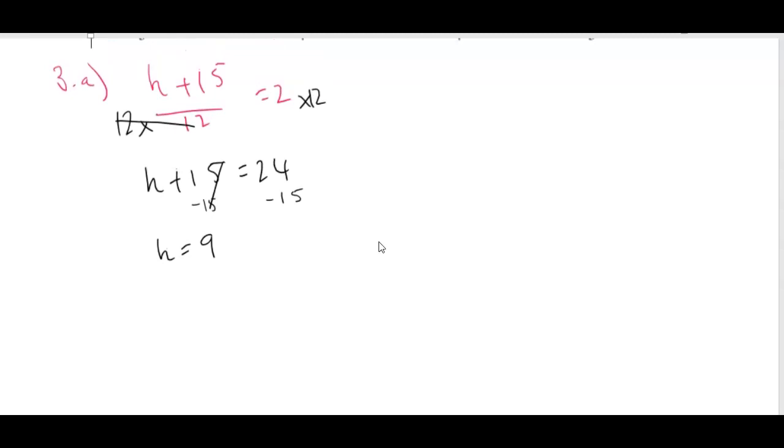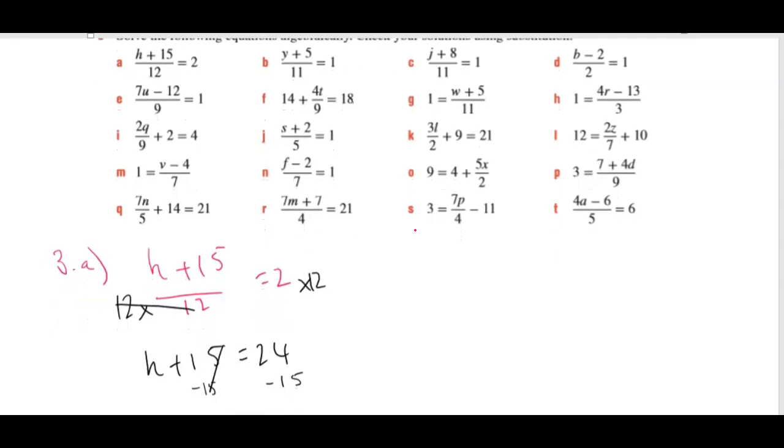So if h equals 9, I substitute it back in. So I'm going to have 9 plus 15 over 12. 9 plus 15 is 24. And then 24 over 12 is 2. I know I'm correct. Good job. All right, let's move on to one that's a little bit harder.